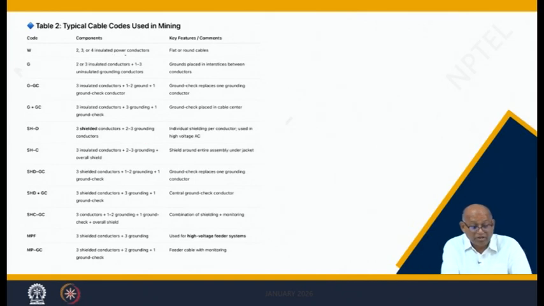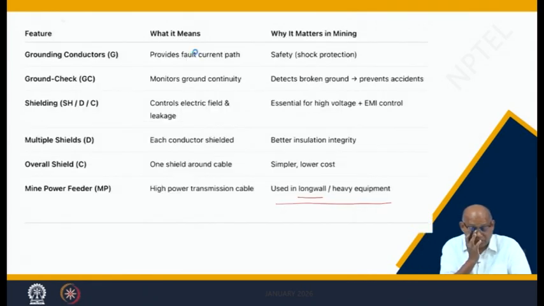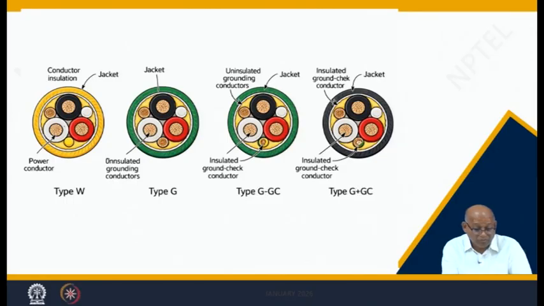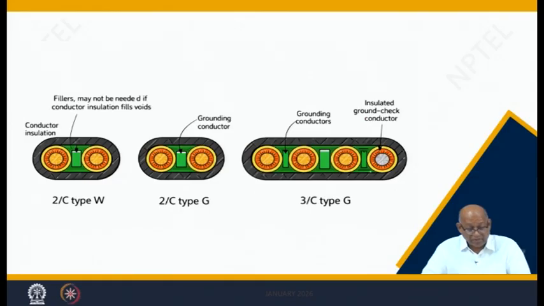W is 2, 3, 4 insulated power conductor, flat or round cables. This is type W, you can see. Then type GGC. So, type G plus GC, you can see. So, this is all cables in one. You can also have type 2/C type W.